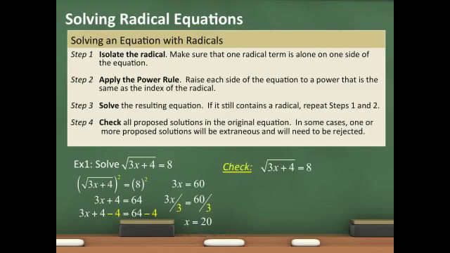Step 4 is to check your proposed solution. This step is very important because we need to know if the solution we obtain really checks. To do so, replace the x in your original equation with your solution and simplify. Notice we end up with 8 is equal to 8, which is true. This means our solution checks. Therefore, the solution to this equation is 20.